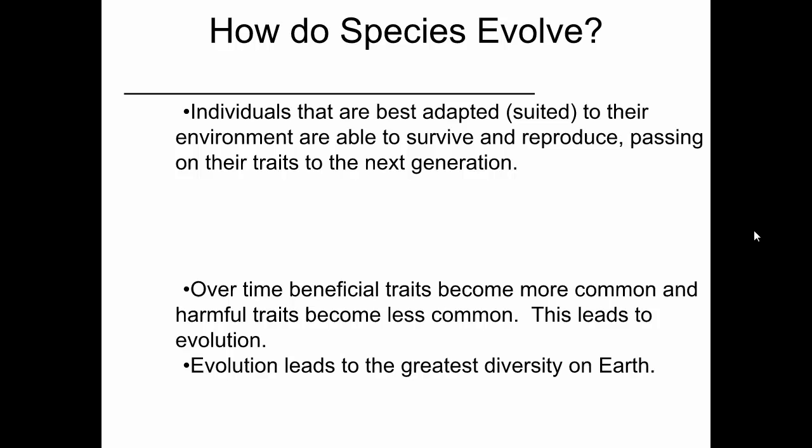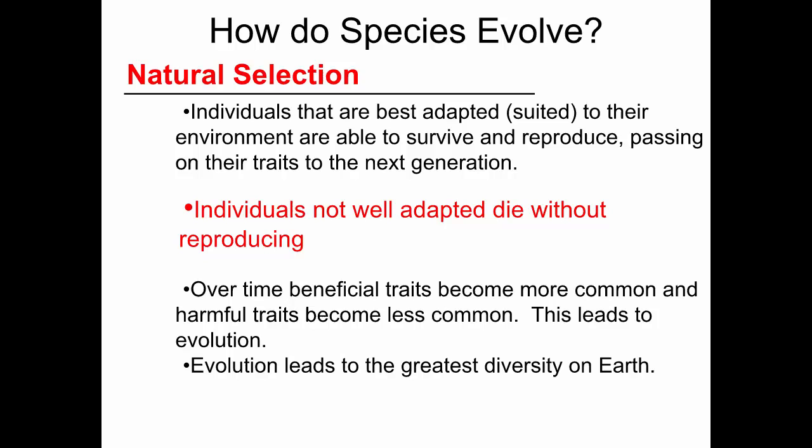Okay. So in natural selection, any individual that's well suited to its environment is able to survive, reproduce, and then pass on its traits to the next generation. Any individual not well adapted will likely die out before reproducing, and therefore harmful traits are not passed on to the offspring.